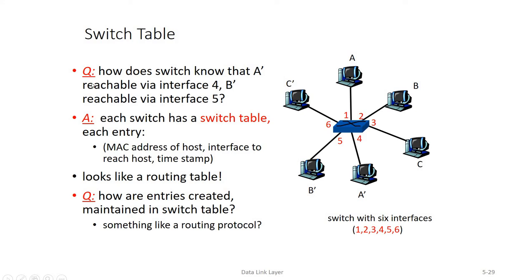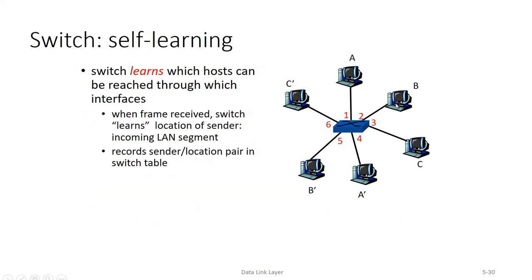How does the switch know that A is reachable via a given interface? We just discussed that by learning. We'll create a table, we call it the switching table, and that switching table will be learned each time a packet is sent and received. The switch learns which host can be reached through which interface or port. When a frame is received, the switch learns the location of the sender.